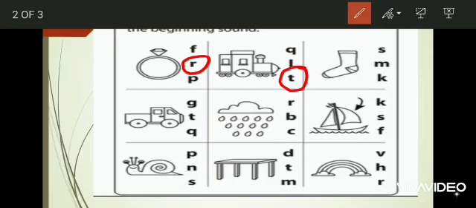Okay, students. The next pictures are socks, truck, train, sail, snail, table, and rainbow. Now, like this, you have to do the rest of the pictures on your own. Have a good time.